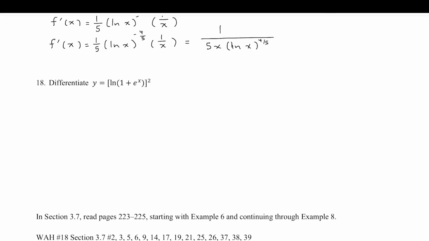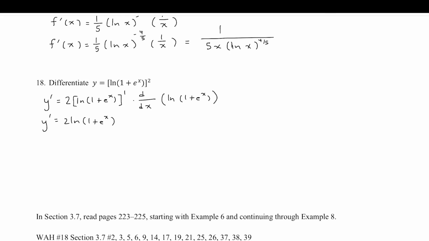All right, and then last but not least, number 18. So wow, this is a pretty big one. Let's see if we can work our way through it one step at a time. So y prime here, or dy dx, I have an ln of 1 plus e to the x all squared. So I'm going to first bring my power down. I'm going to raise my base function, ln of 1 plus e to the x, to 1 lower power, which is the first power. And again, I don't really need to write that, but just to make it extra clear. And then I have to multiply that using the chain rule by the derivative of the ln of 1 plus e to the x.